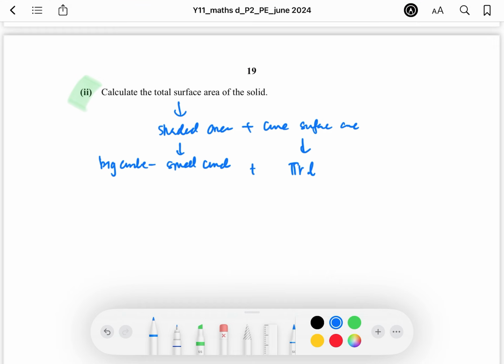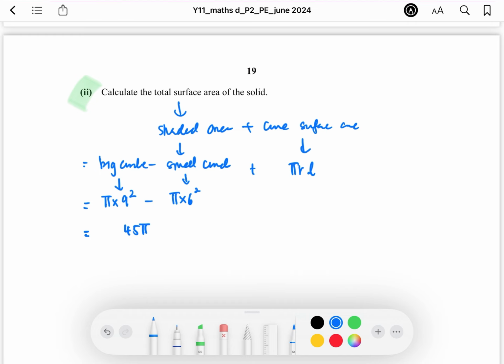Okay, so big circle, pi times 9 squared, small circle, pi times 6 squared. Again, for this one you can still leave it as pi first, so you don't have to deal with pesky decimals. That will give you 45 pi for this one.